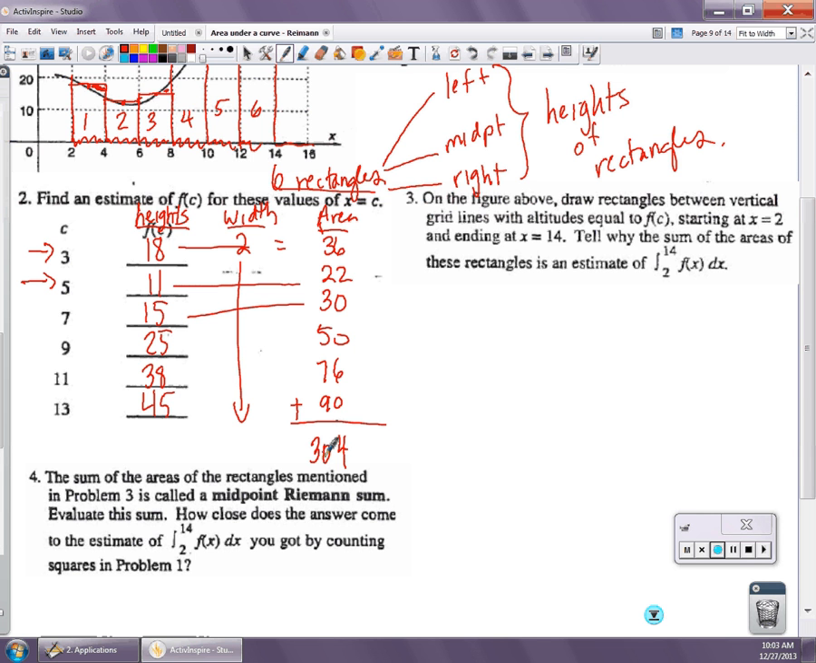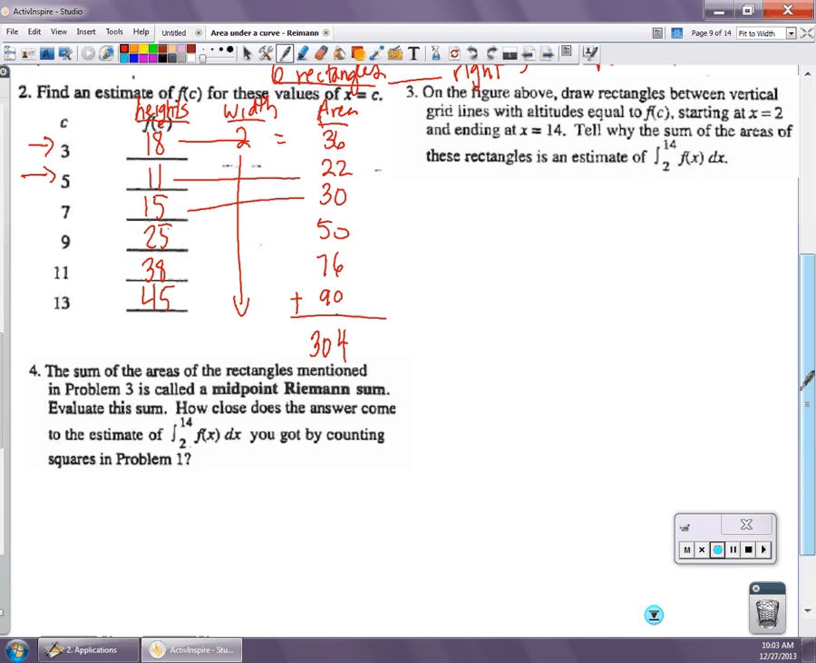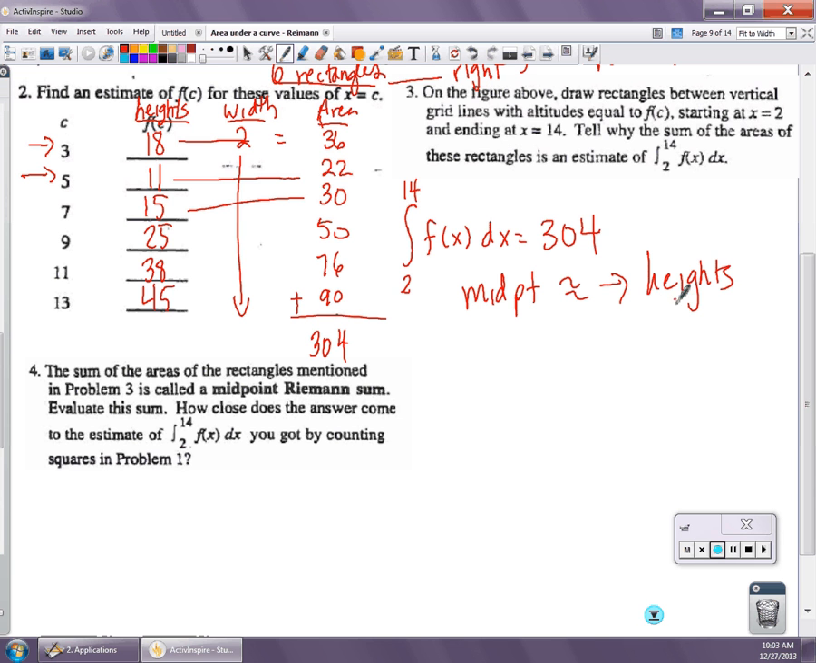So about 304. And there are no units on this. They just asked us to evaluate the area under the curve. So my approximation of the definite integral from 2 to 14 of f of x dx is approximately 304, and this was a midpoint approximation, meaning that the heights of the rectangles were determined by midpoints.